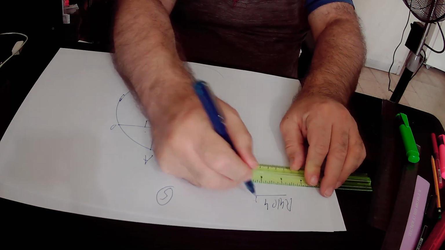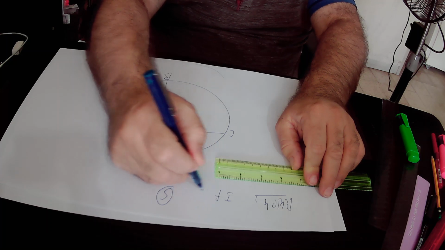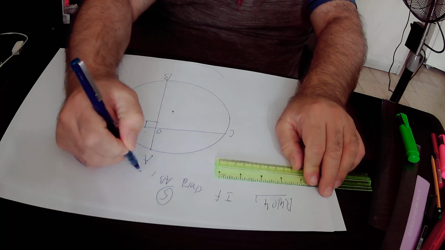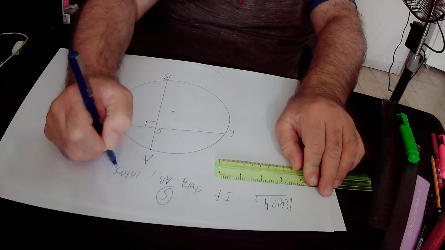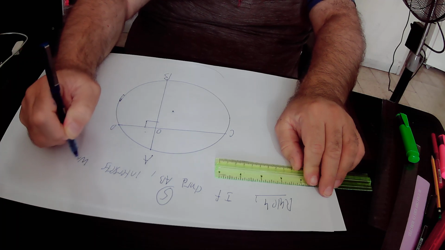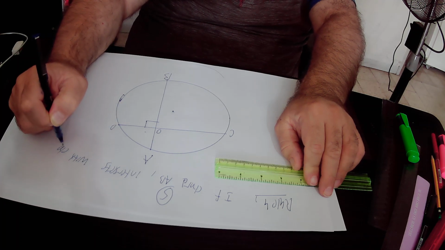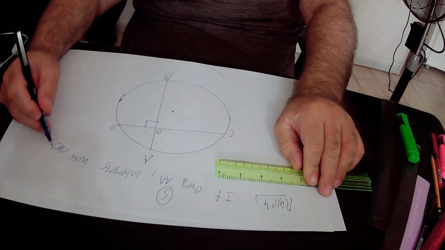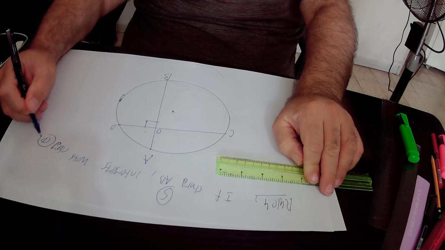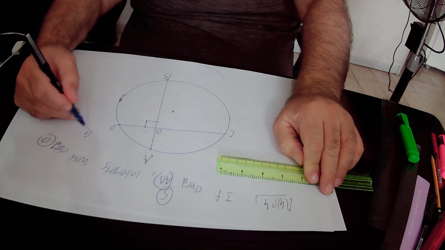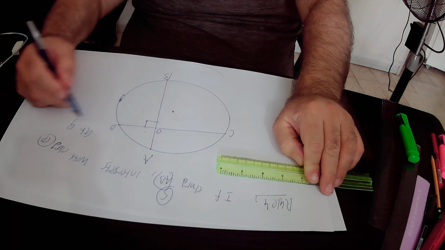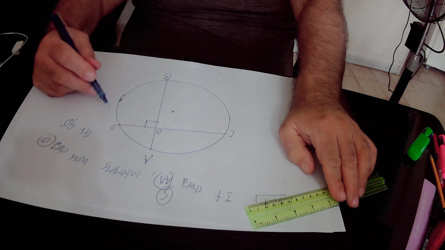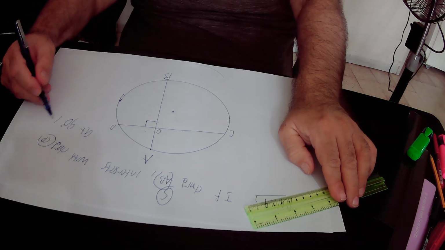If chord AB intersects with chord CD at 90 degrees, they create between them at the intersection point 90 degrees, as you can see here, and the intersection point occurs at point O.